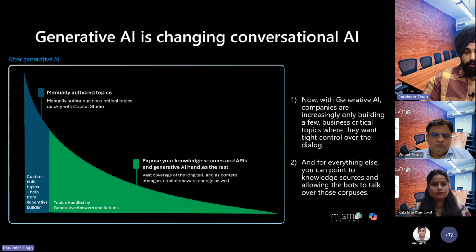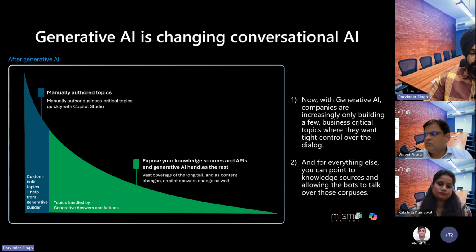Now, with the advent of generative AI, with the advent of LLMs, what happens is while creating copilots, you do not need to spend a lot of time manually authoring any topic. So you can spend time on creating topics which are business critical and let the generative AI part of Copilot Studio take care of the rest of the topics. So now you don't need to spend a lot of time to create these topics.